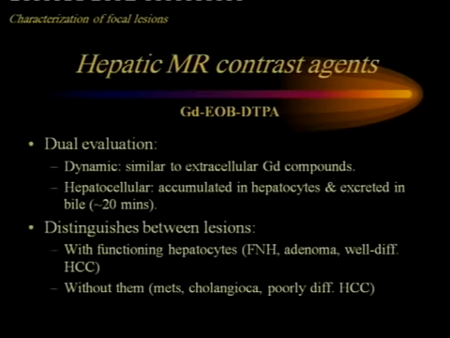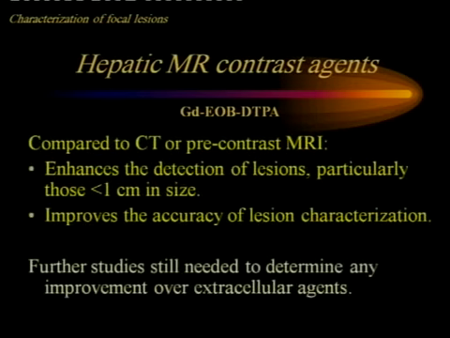because they are accumulated and excreted into the biliary system and can be imaged in this way. It has capabilities in distinguishing between lesions with functioning hepatocytes, such as focal nodular hyperplasia or some well-differentiated hepatomas, and those that are devoid of functioning hepatocytes. So lesions like metastasis, cholangiocarcinoma, some of the poorly differentiated hepatocellular carcinomas will not accumulate this agent, and this can help significantly in characterizing these lesions.